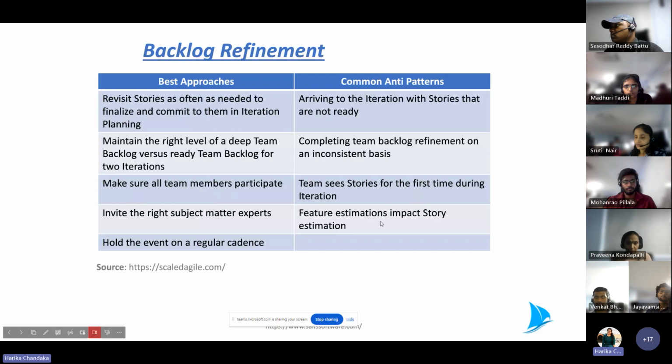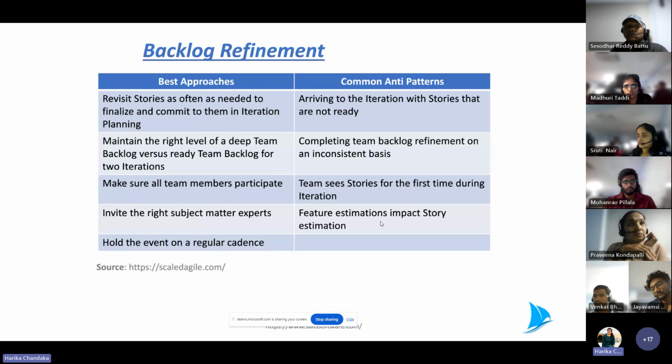And feature estimations impact story estimations. The pattern is that an epic will be defined, a high-level functionality. From that, we always have features in place, which are kinds of functionalities. I can simplify it: each feature will be broken down into multiple stories.